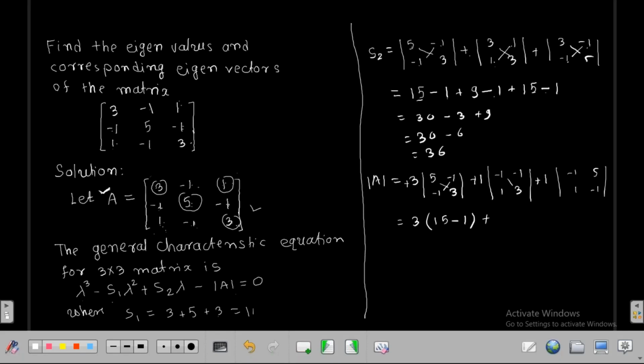So minus 1 into plus 3. Multiply these two numbers first: minus 1 into 3 is minus 3. So right here minus 2, multiply these two numbers: plus 1 minus 1. So plus 1 minus 1 is minus 1. But here already minus, so minus minus is plus 1.